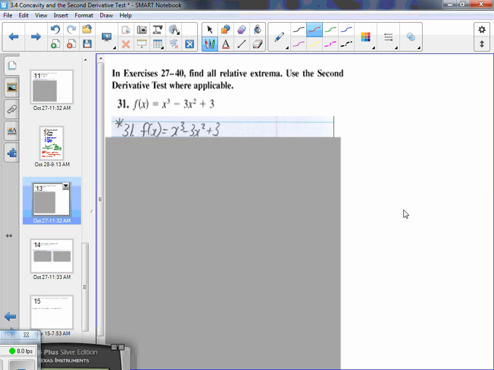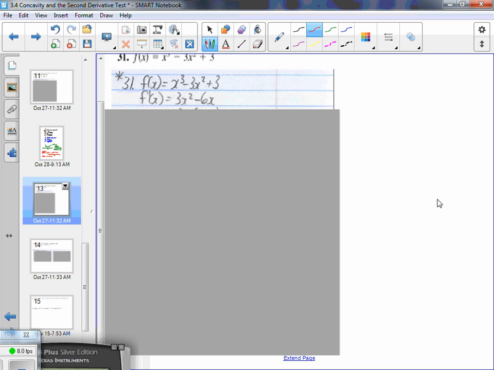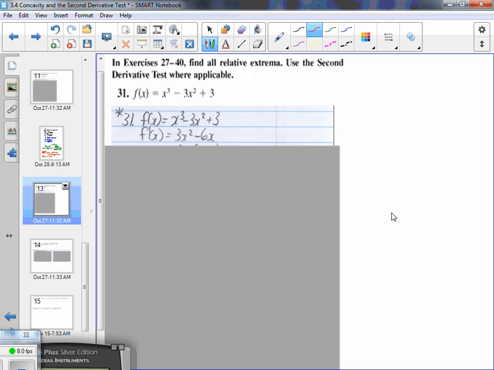Anytime you're going to find extreme values, you need to find the derivative because you need critical numbers, really no matter which method you're going to use, right? Because except for the endpoints of closed intervals, the only place extreme values can happen are at critical numbers. So every extrema question needs the critical number. All right, so take the derivative, f prime of x equals 3x squared minus 6x.